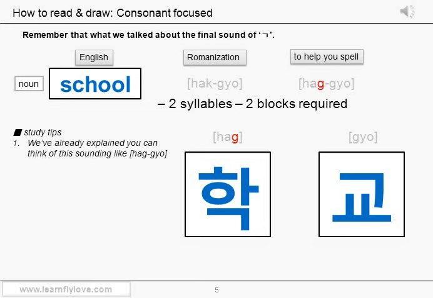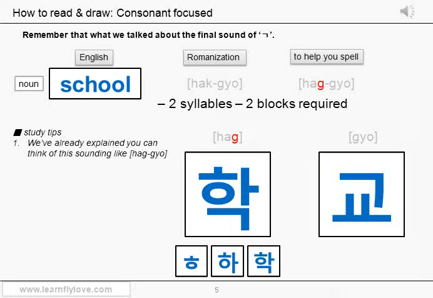Let's see how it looks in Hangul. H sound comes first as an initial, and a vowel is added, and then gu, like g in English, is added as a final. So, 흐, 하, 학, 학. And the second letter starts with a 그 sound and the vowel 요 sound is added. 그, 교, 교. Okay? 학교, school.